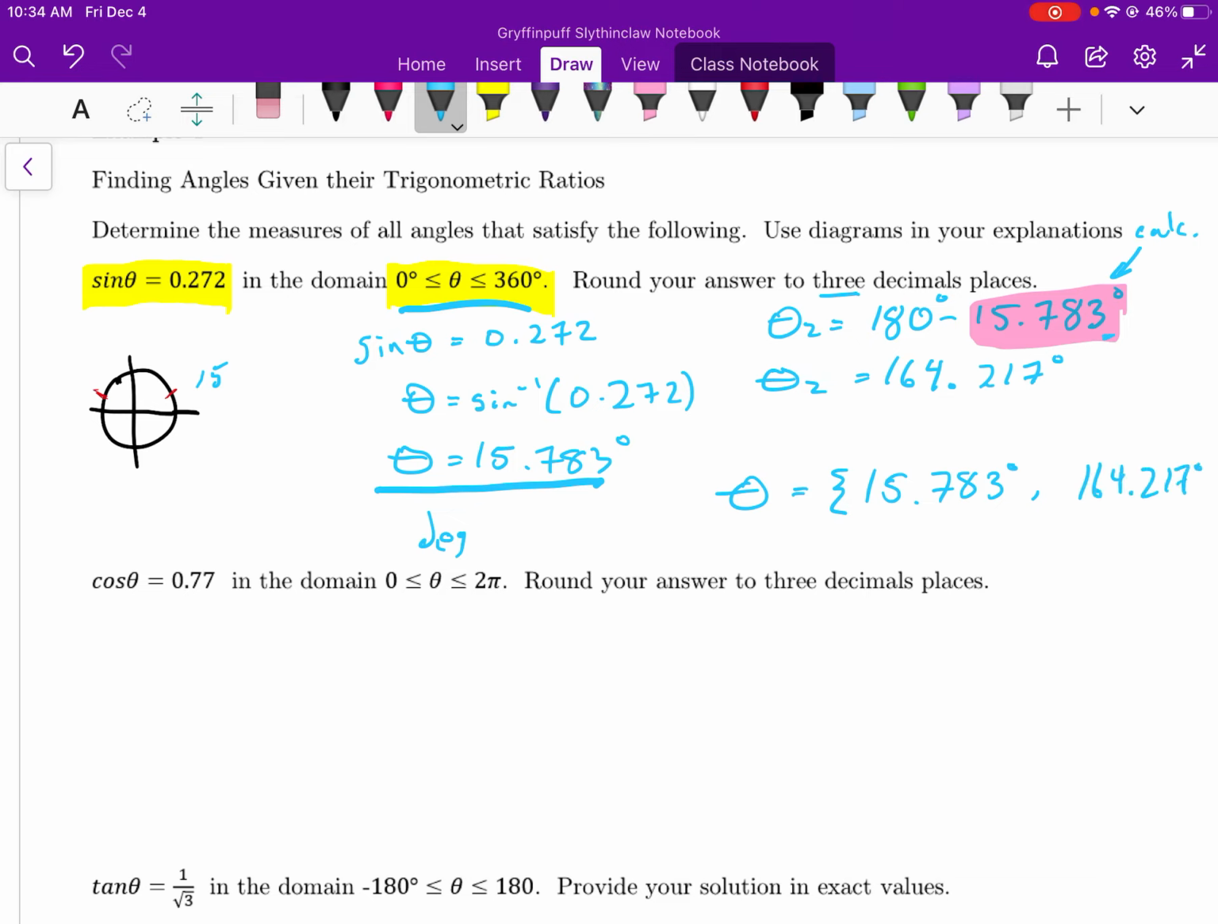Anyways, I get my solutions to be 15.783 degrees and 160.217 degrees. Moving on.